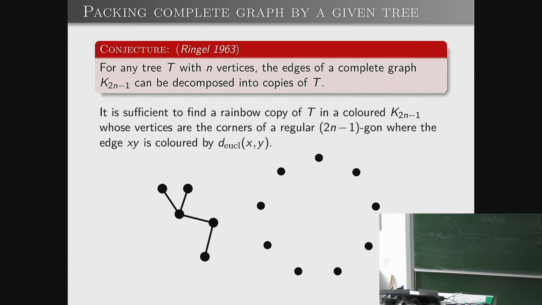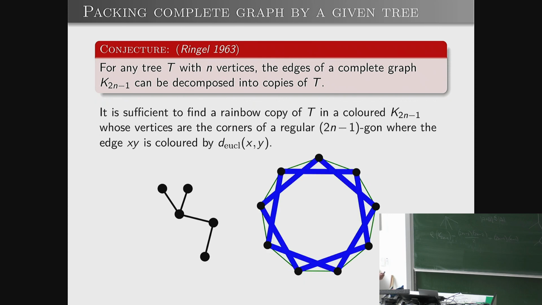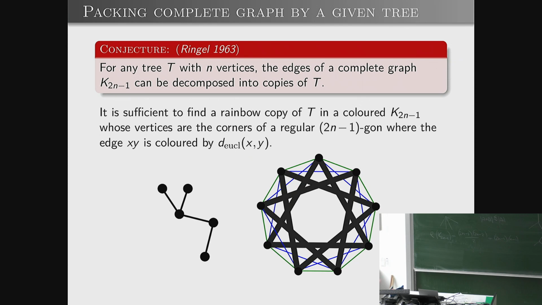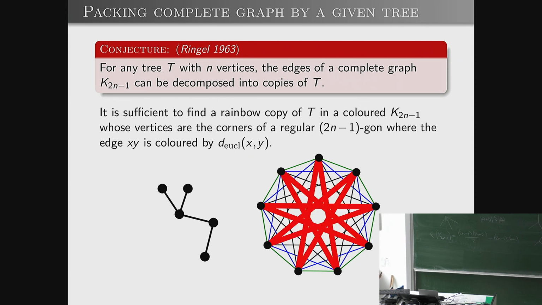So what I do, you take your 2n minus 1 vertices and you put them on the circle. So these are the vertices of your complete graph. And then you color the edges of this complete graph by Euclidean distance between the points. For example, the vertices which are at distance 1 on the circle, you color green. The distance 2 on the circle, you color blue. Distance 3, you color black. And distance 4, you color red.